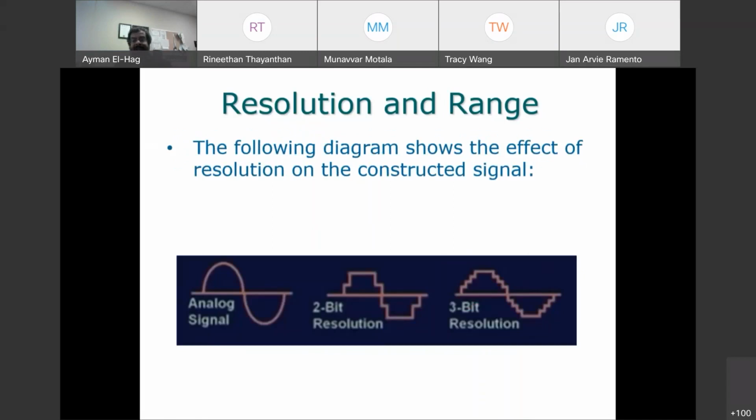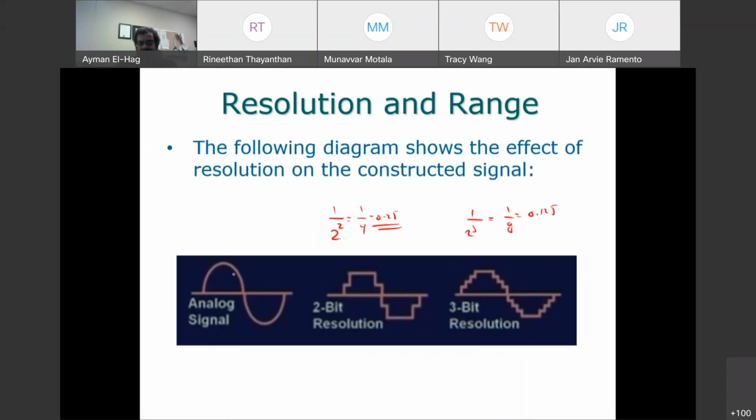Okay, so this is the 2-bit. 2-bit means 2 to the power 2, 1 over that. So this is 1 over 4, 0.25. So this is your resolution. This is 1 over 2 to the 3, or 1 over 8, which is 0.125 resolution.